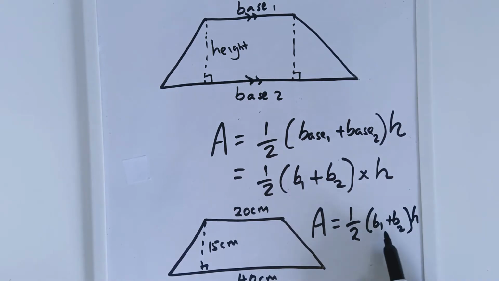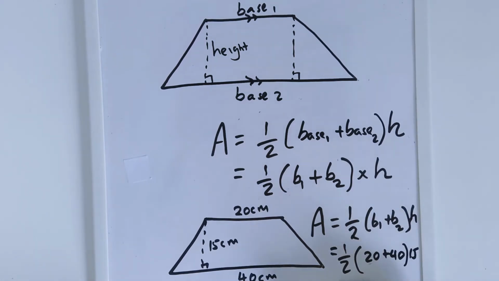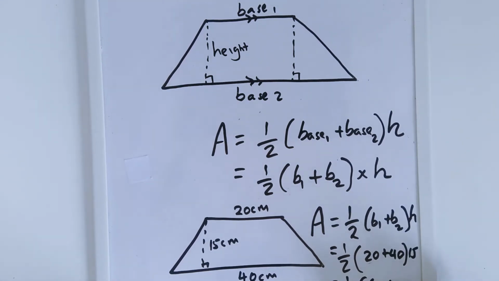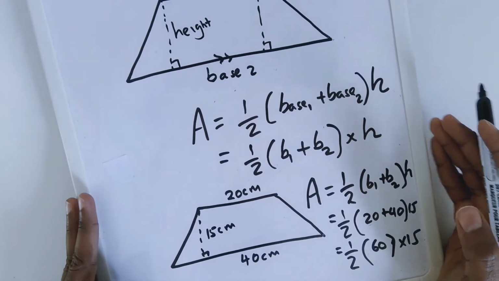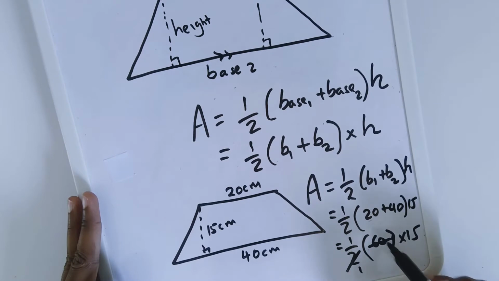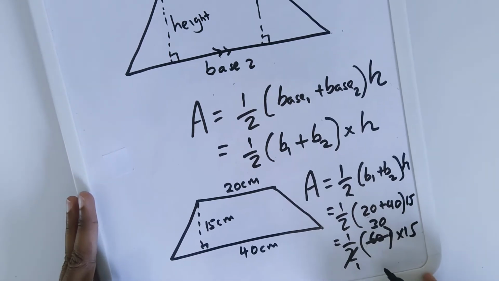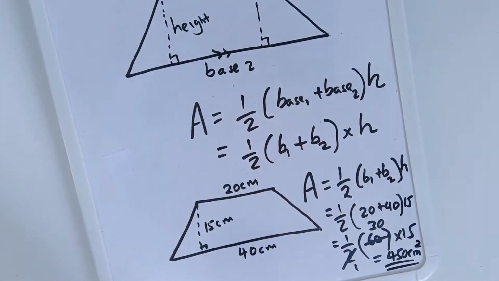Before you multiply anything else, you have to solve whatever is in bracket first. So you have a half, b1 is 20, b2 is 40, multiplied by 15. So that's equal to 1/2 multiplied by, add 20 plus 40, that gives me 60, multiplied by 15, which is the height of the trapezium. Okay, so let's simplify this. Divide this by 2, that is 30. 15 times 30 gives me 450 centimeter squared as the area of the trapezium.